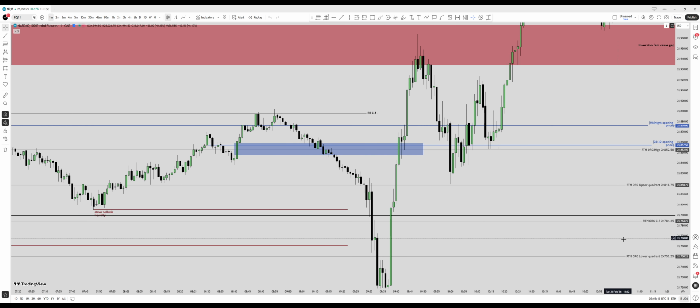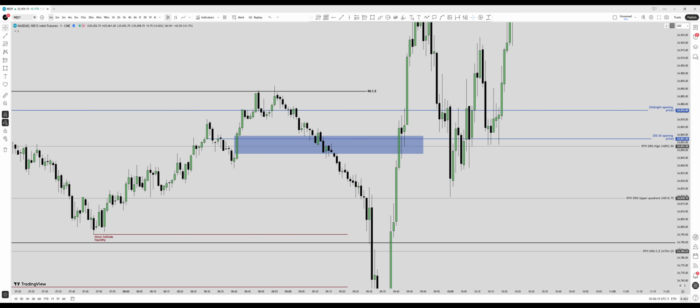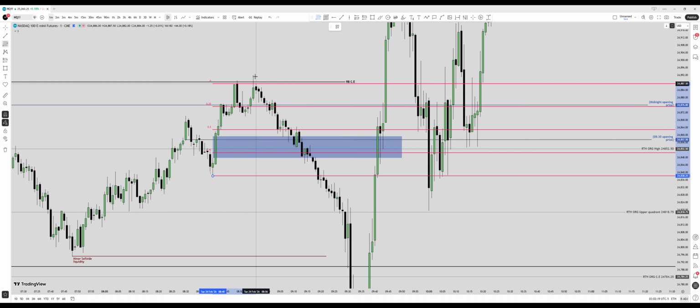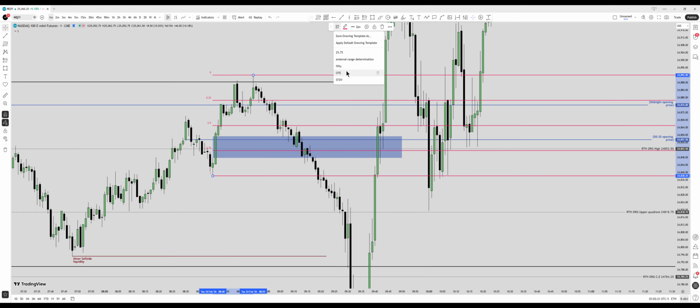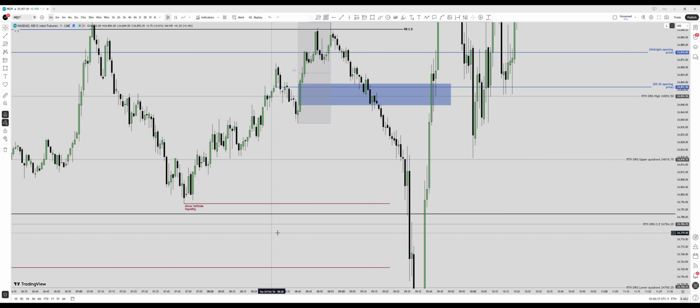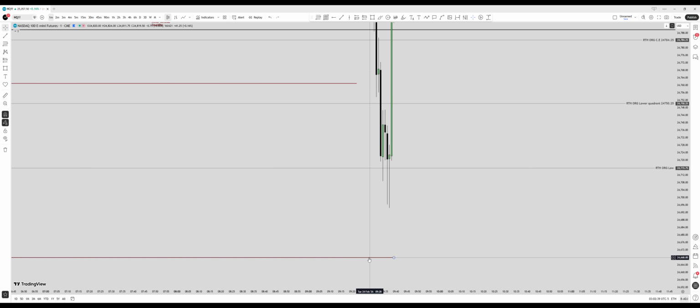So we have this dealing range right here, from this low to this high. As we can see, this was the first presented fair value gap in this dealing range. So it got violated right here, and we tapped back into it right here, and then we dropped lower, targeting the sell side and creating the SMT with this low with the ES.